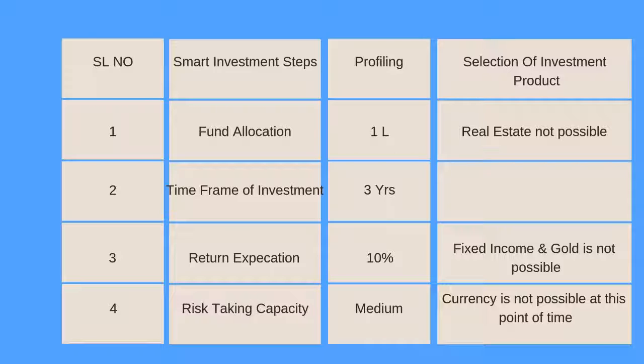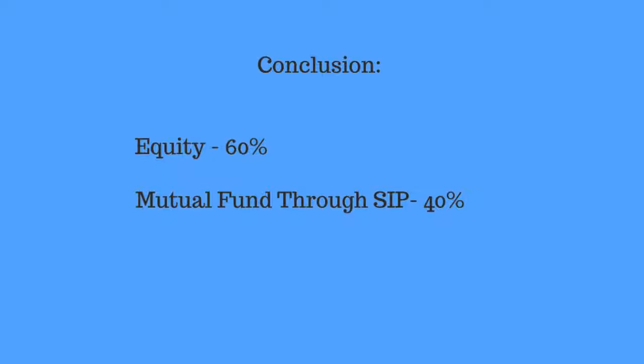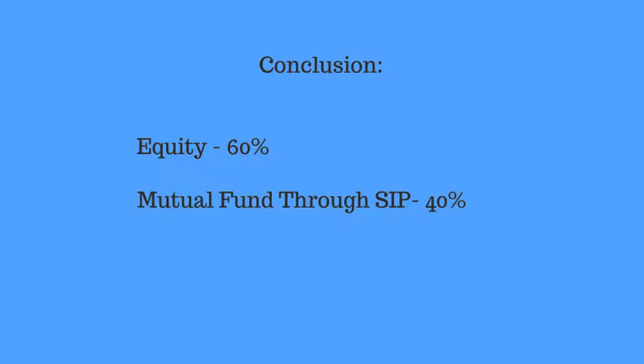So guys, now we'll come to the conclusion, or you can say the solution of the best smart investment plan. Based on the above, one can easily find out the investment product. For example, one cannot go for real estate, as I said, or gold and fixed deposit, because of the huge capital required. So the investor has only two options left, equity and mutual fund.